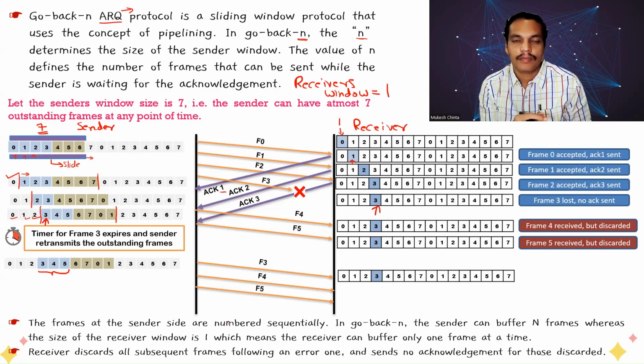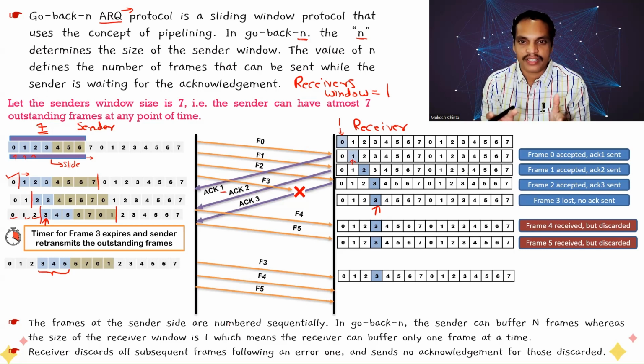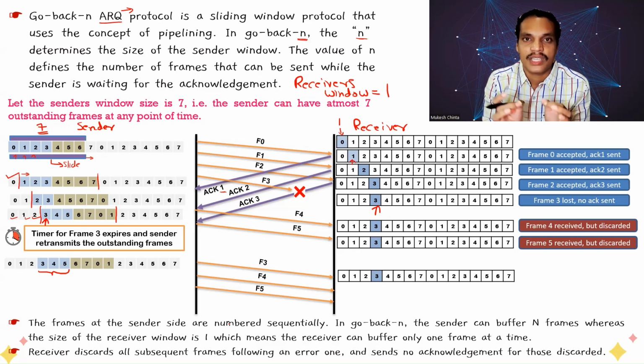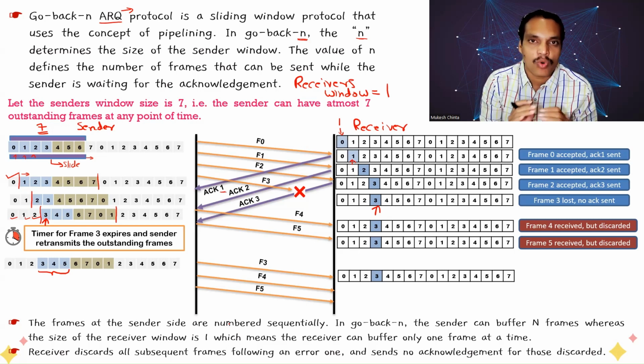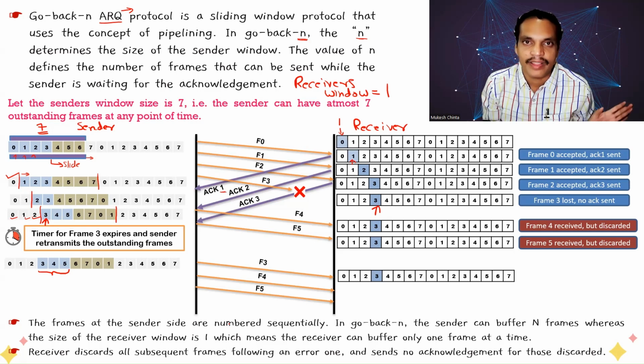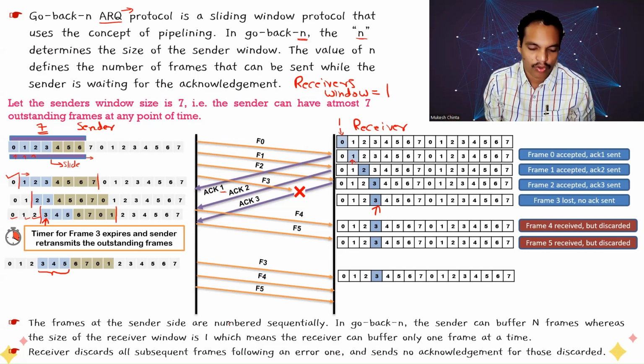But the good thing is, the number of buffers required at the receiver is only 1, because the receiver's window size is 1, which allows the receiver to only accept the frames that are received in order. Any out of order frames will be discarded by the receiver. This is a simple protocol, nothing there.